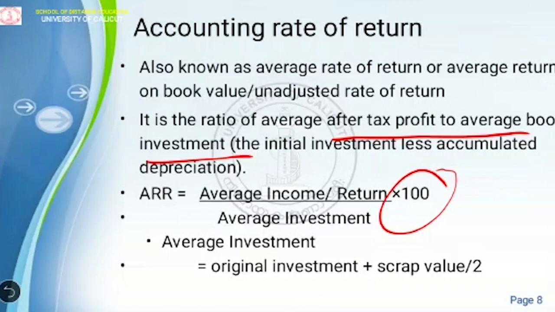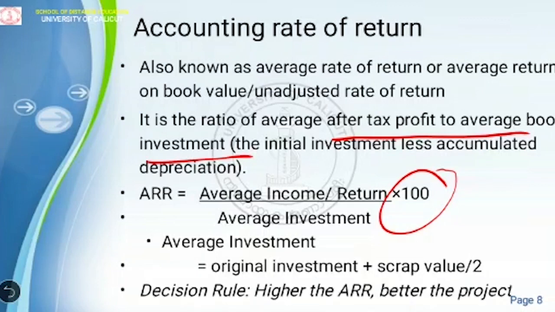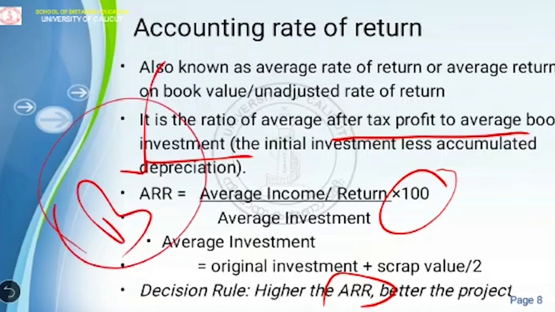This is also simple to calculate. There are no mathematical complexities under these two methods, the ARR and payback method. Here, the higher the ARR, the higher the rate of return, the better the project. Suppose project A gives 25% and B gives 30%, then project B will be better because it has a higher average rate of return.